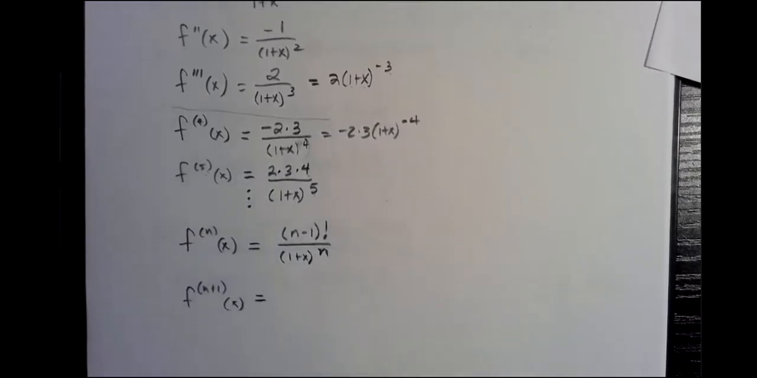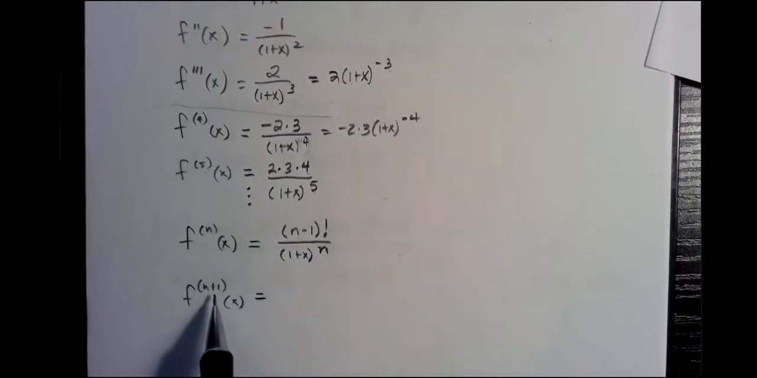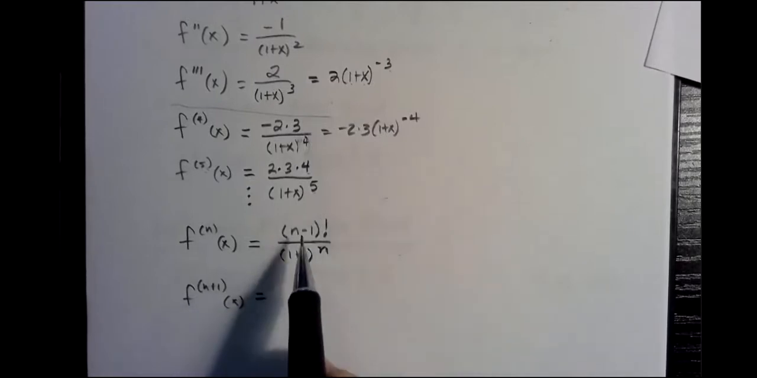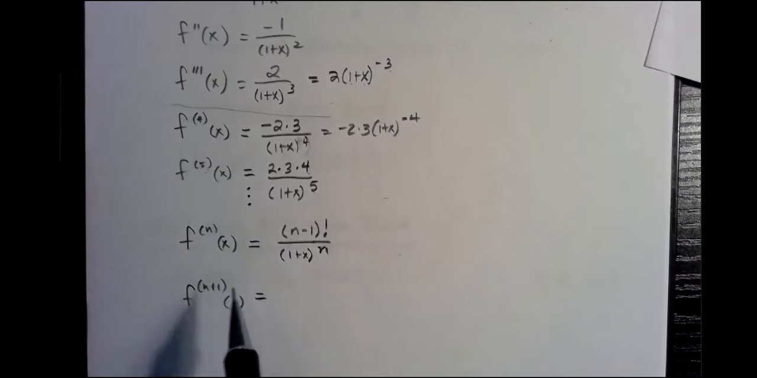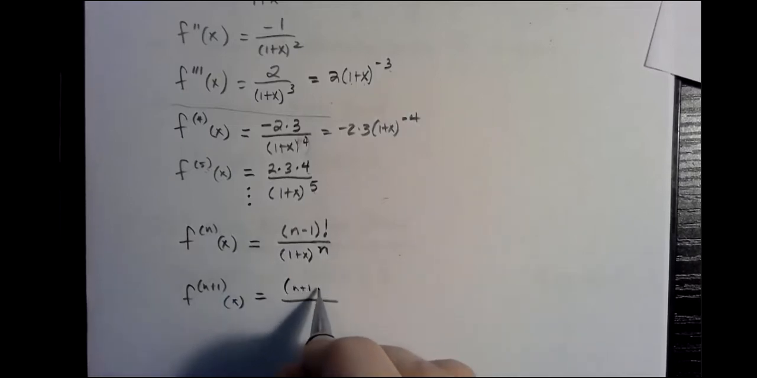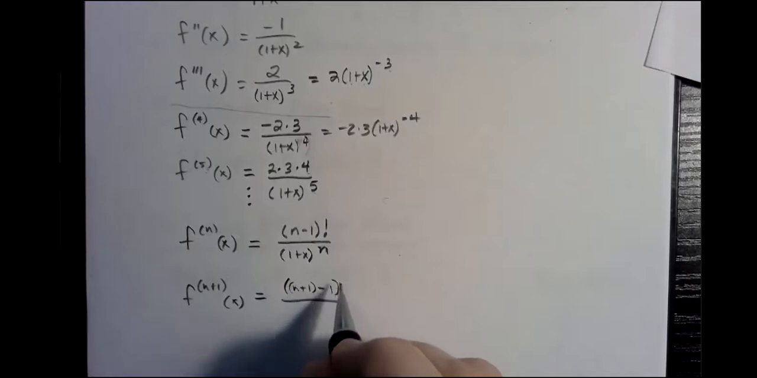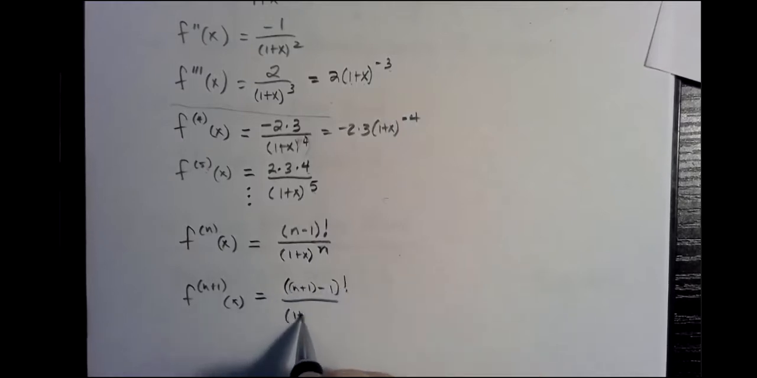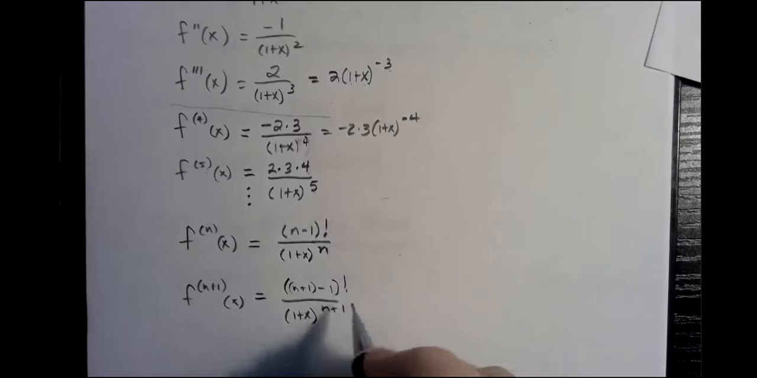So we have the formula for the nth derivative of f of x equals natural log of 1 plus x. On the previous page, we needed the formula for the n plus first derivative. So all we need to do here is replace the n's with n plus 1. So this would be n plus 1 minus 1 factorial over 1 plus x to the n plus 1.